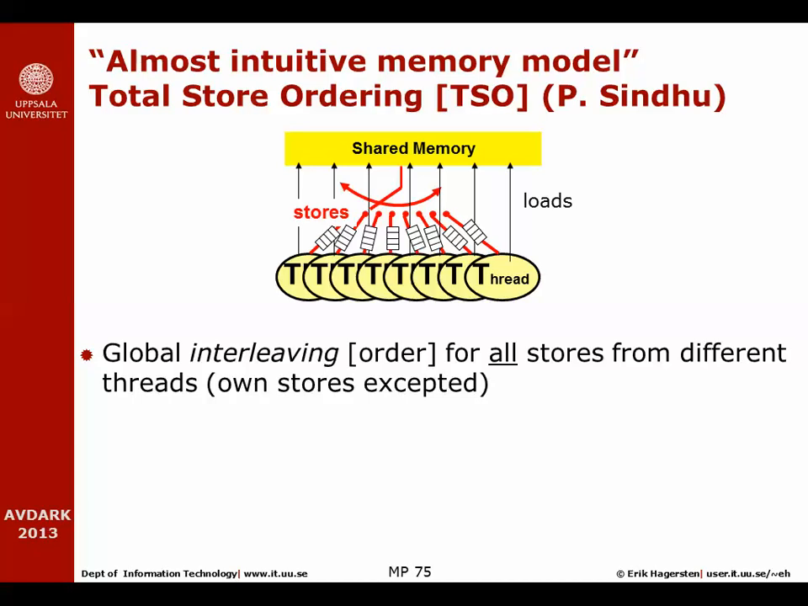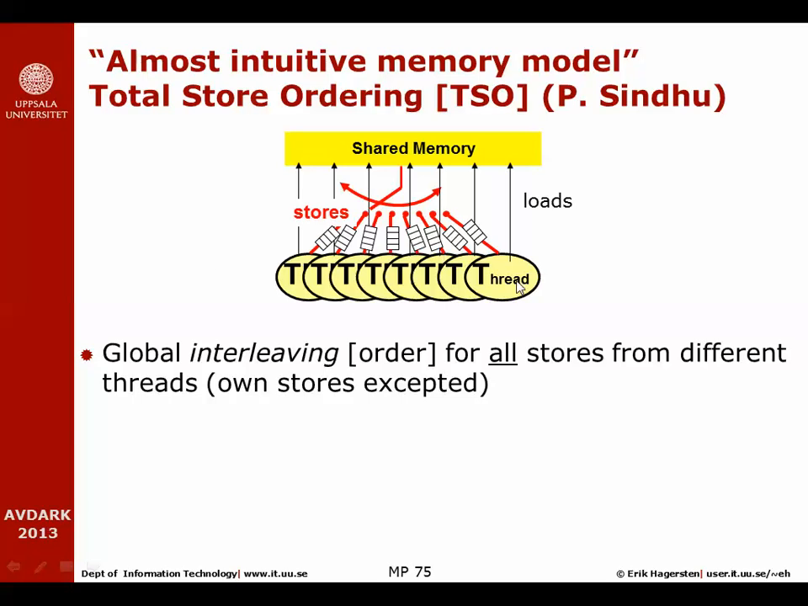The memory model which is maybe closest semantically to sequential consistency is a memory model called total store order, which was introduced by Pradeep Sindhu, or TSO for short. I try to make a picture of what a total store ordering model is.